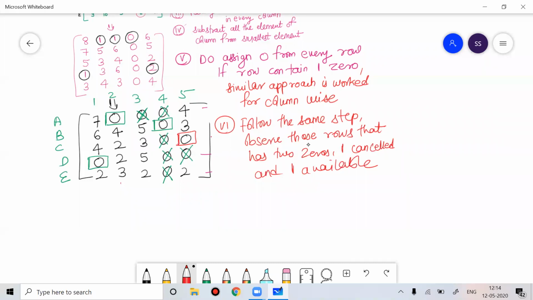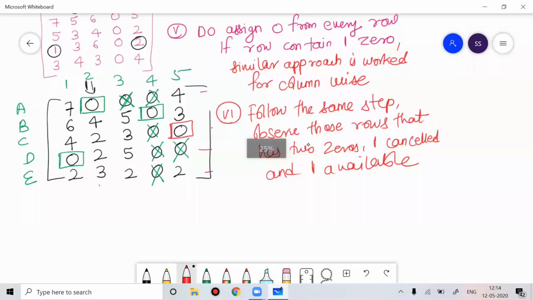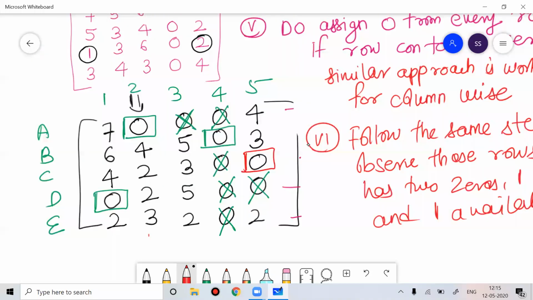Then we'll see those rows which have two zeros. Then we'll see those columns which have two zeros. Then we'll see those rows which have three zeros, one cancelled and one available, or two available, like this. So one by one, preference-wise, you will do the assignment. Simple. You just need to play the game.